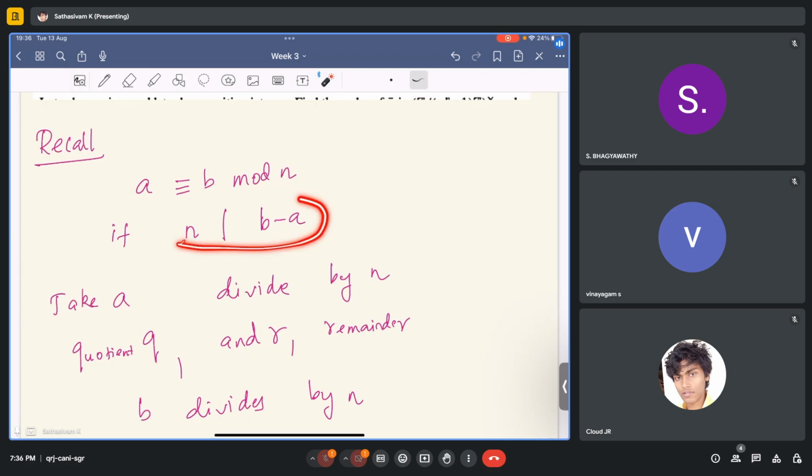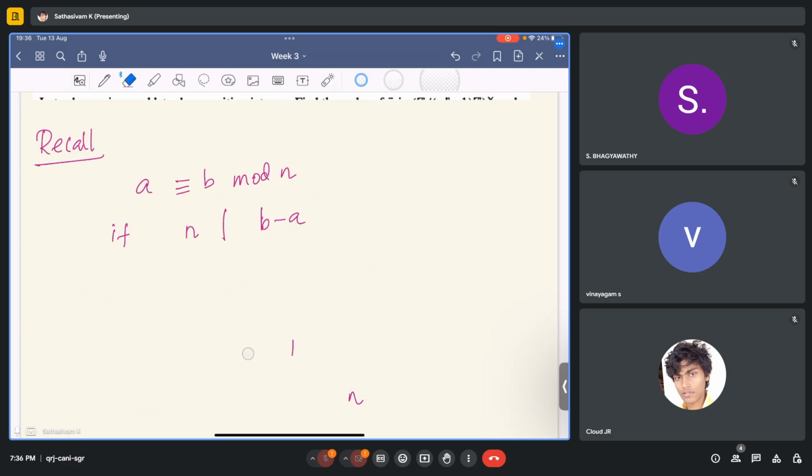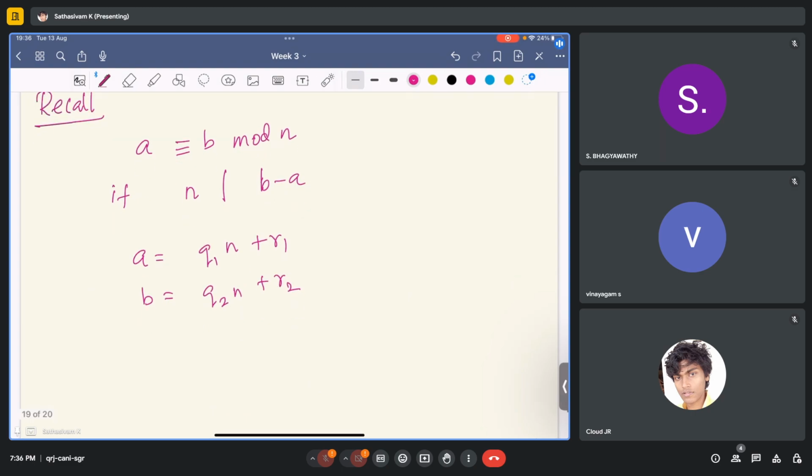You can also write it in terms of subtraction. Basically, a is equal to q1 n plus r1, and b equal to q2 n plus r2. This is the quotient and this is the remainder. And of course, we know that 0 is less than or equal to r1, r2, strictly less than n. So the remainder is less than the number n.